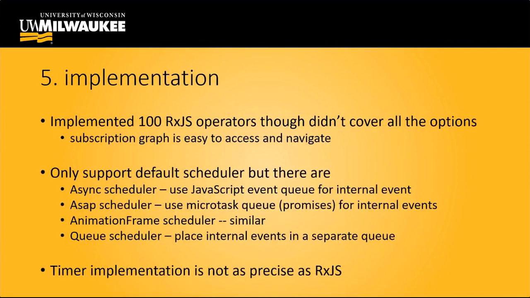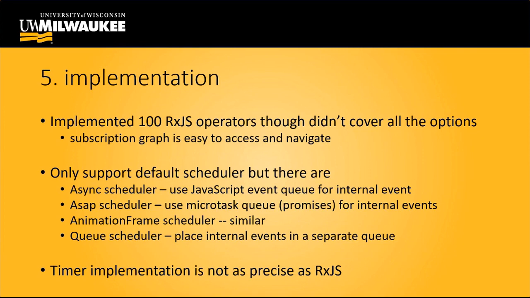We implemented 100 RxJS operators, even though we did not cover all the options. Our implementation provides a subscription graph to help with debugging. The subscription graph contains very little redundant information, and it helps us to see the internal states of the subscription objects as well as the previous events that have been emitted.